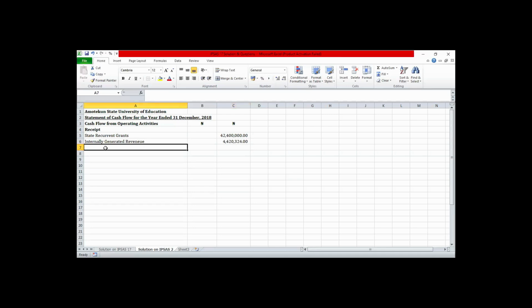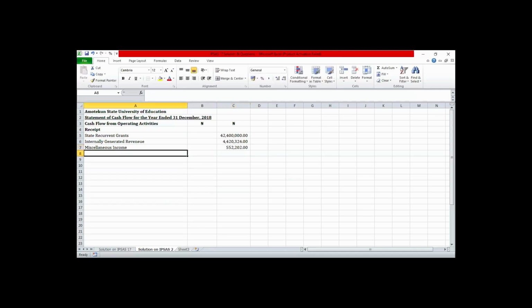Miscellaneous income. How much is the miscellaneous income? 552,202. Yes, 202 naira.